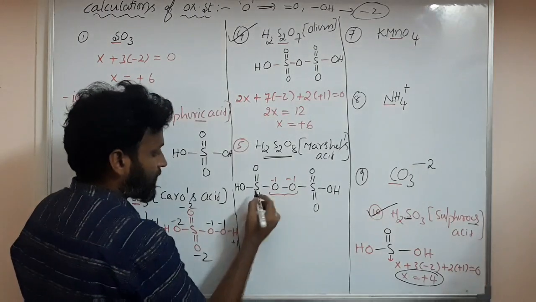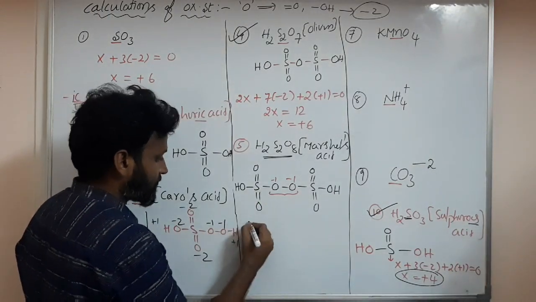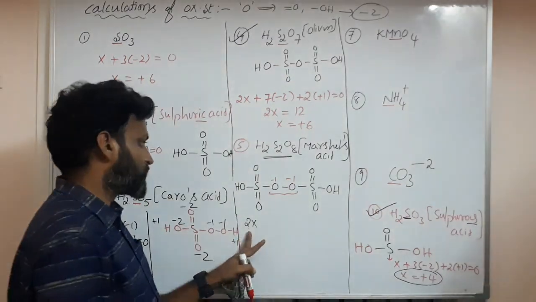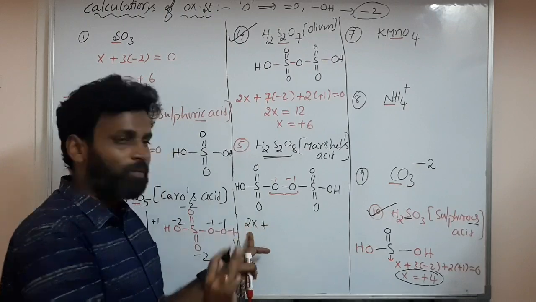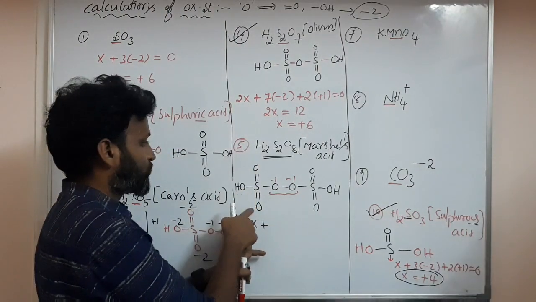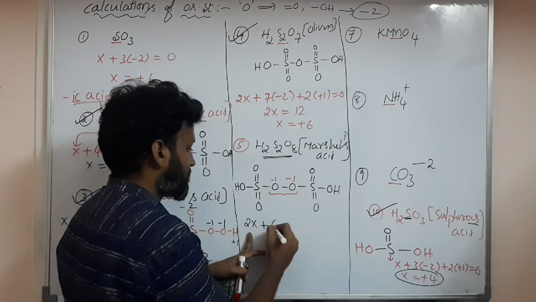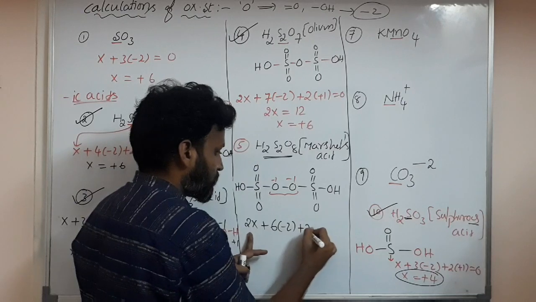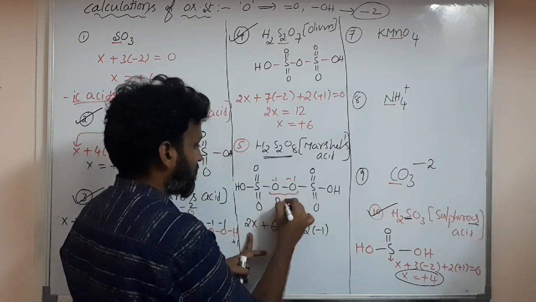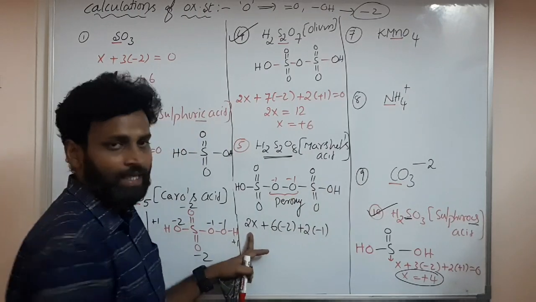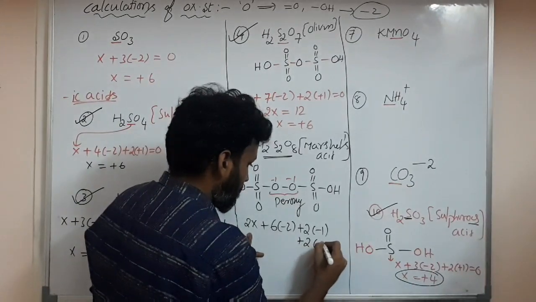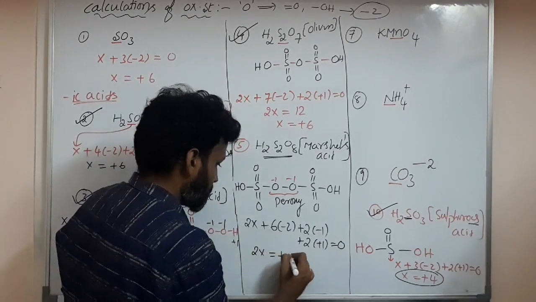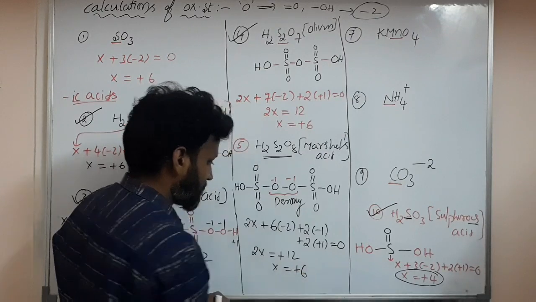Understood, everyone? So here what can I write? I can write 2x because 2 sulfurs are there. Correct or not? Yes, 2 sulfurs. And how many are in oxide bond? 1, 2, 3, 4, 5, 6. So 6 into -2. 2 oxygens are in peroxy bond, so 2 into -1. These are in what bond? Peroxy. And 2 into +1 is equal to 0. That means 2x you are getting 12 and x equals +6.